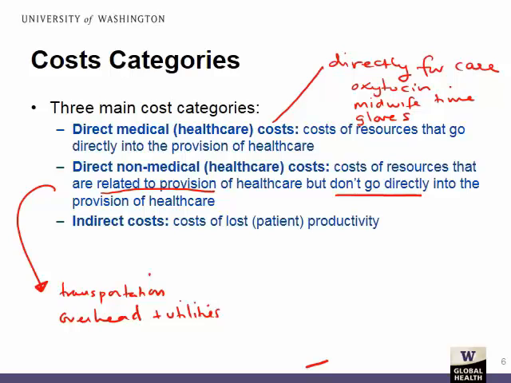And then indirect costs are the costs of lost patient productivity. And so while pregnancy is considered to be physiological, maybe she had a complication and she lost a week of work. Indirect costs are in two dimensions. One is due to illness, and due to illness you'll have things like the time lost for seeking care, and for convalescence, that is recovering from care. Seeking care would include outpatient and inpatient care.